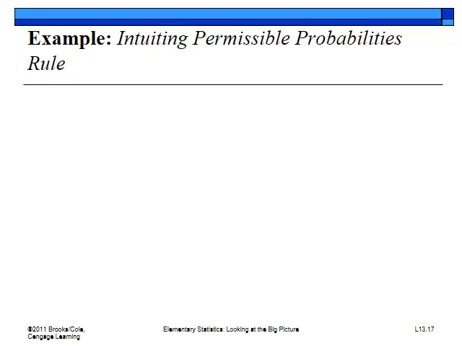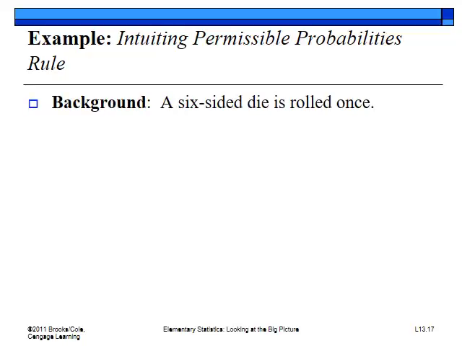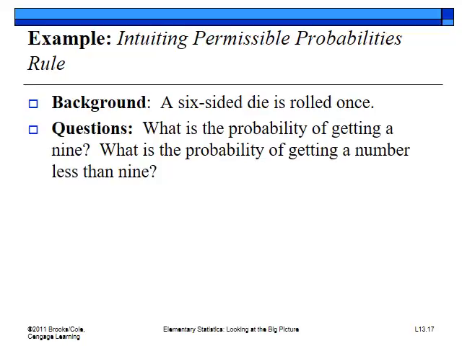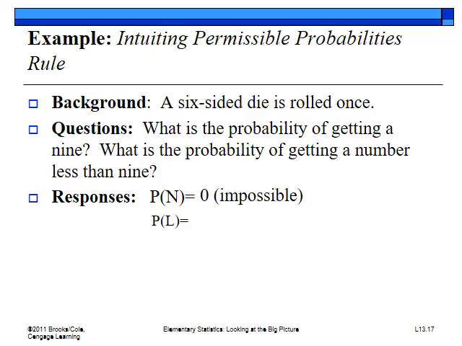So let's start with the permissible probabilities rule. Let's say that we've got a 6-sided die that we're going to roll once. What is the probability of getting a 9? What is the probability of getting something less than 9? Well, a 6-sided die only has the numbers 1 through 6 on it, and it does not have a 9. That means the probability of rolling a 9 is 0, because it is impossible to roll a 9. On the other hand, since all the numbers 1 through 6 are less than 9, the probability of rolling a number less than 9 is 1.